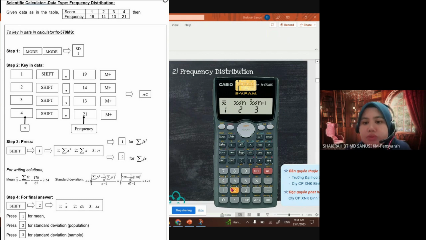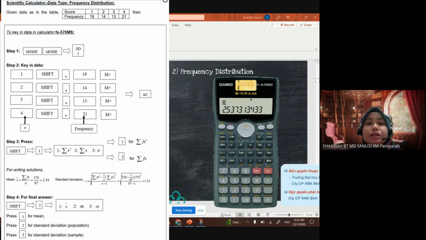Then for step 4, Shift 2, you can get 3 values, the final values that you can check, and you can get the final answer there. Press 1 for your mean. So your mean is 2.54 and so on. So that's how you can use your calculator 570MS for your raw data and frequency distribution for ungrouped data.